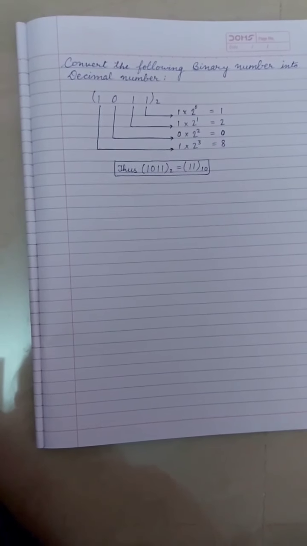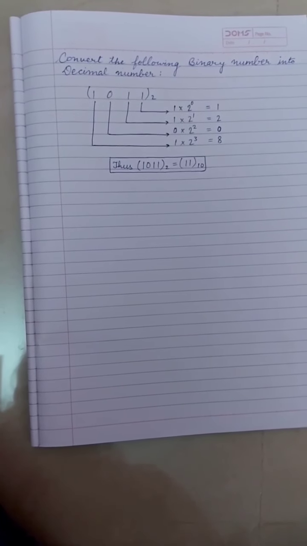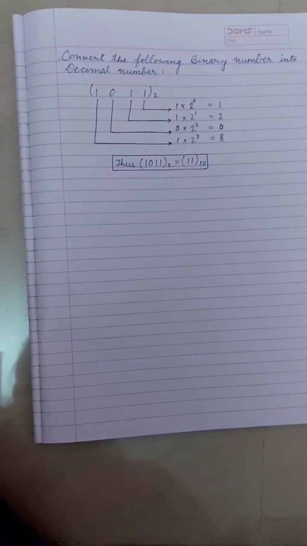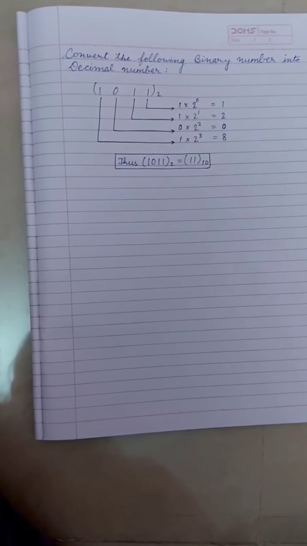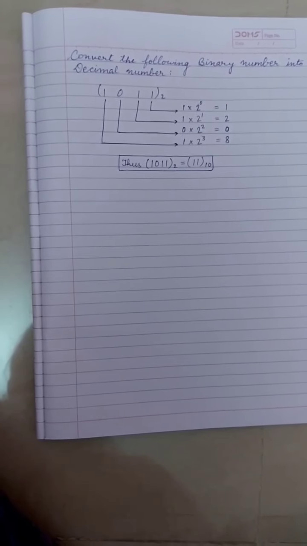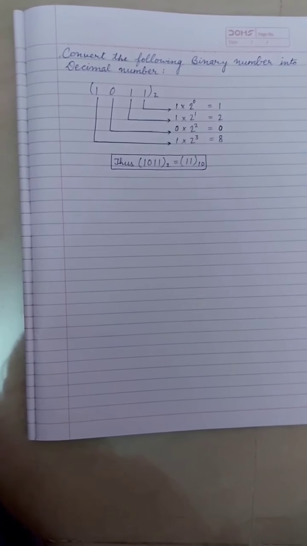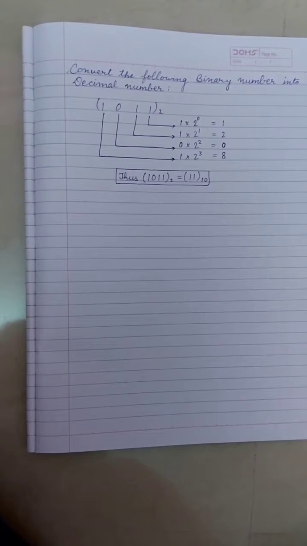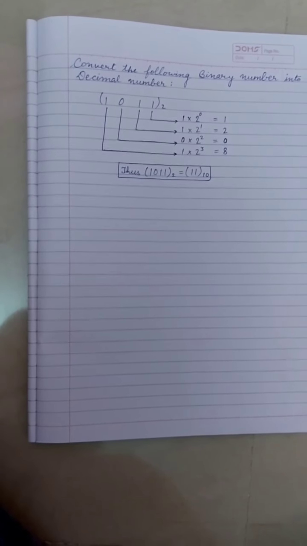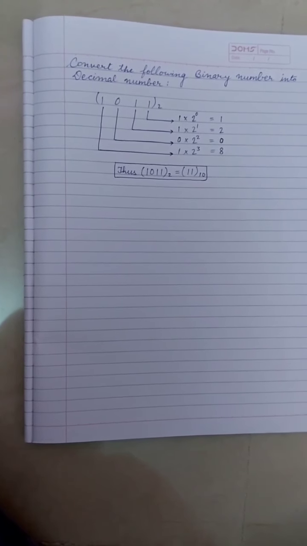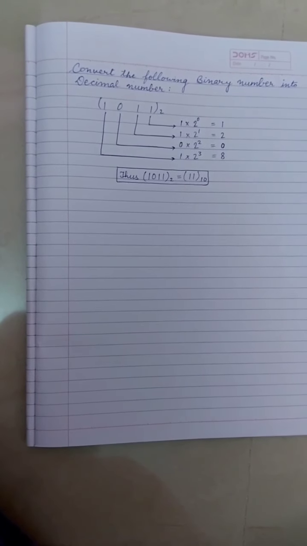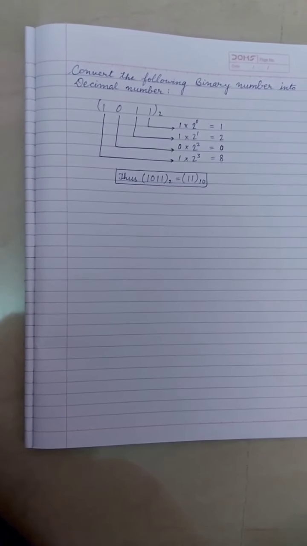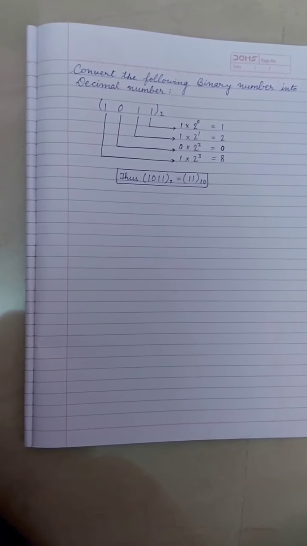Children, in the previous class, we learned how to convert a decimal number into a binary number. Today, we are going to learn how to convert a binary number into a decimal number. So let's start. In today's video, we are going to see how we can convert a binary number into its equivalent decimal number. It is binary to decimal conversion.